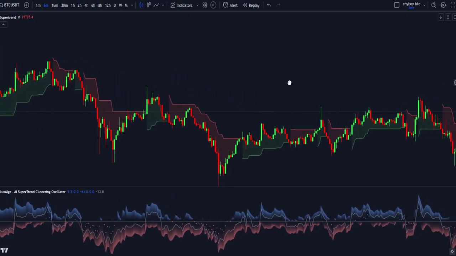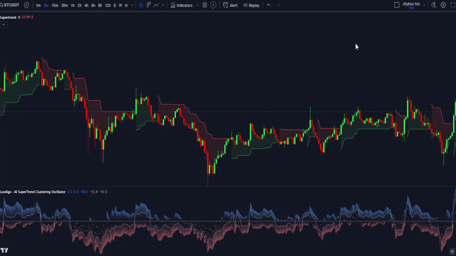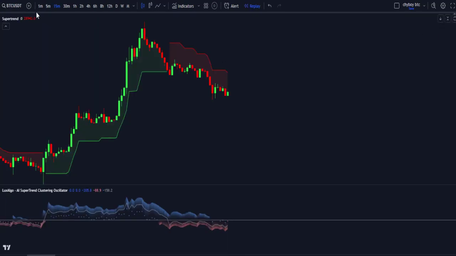Let's start with a sell trade. Here we are looking at BTC USDT on 15 minutes time frame. Previously, price was in a massive uptrend, which was indicated by the two indicators. Suddenly you see that AI super trend clustering oscillator has crossed below the zero line, which indicates that trend has changed. Then we check the second indicator, which is the super trend, to really know that trend change.